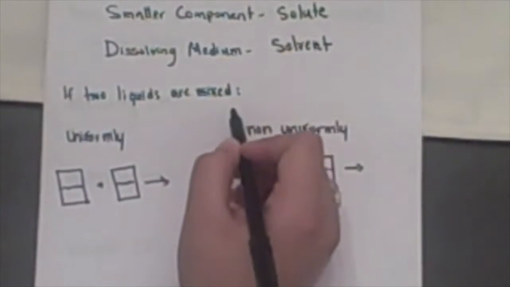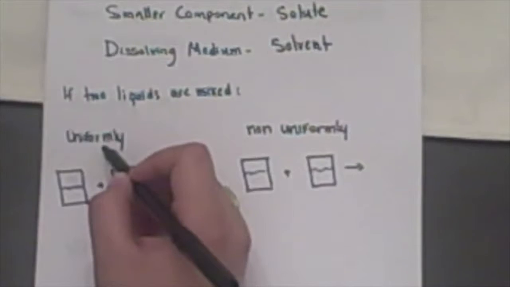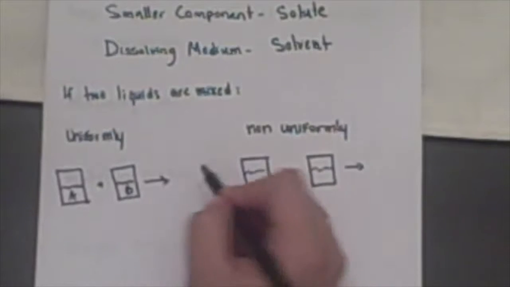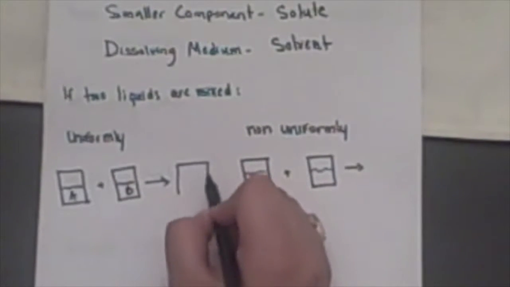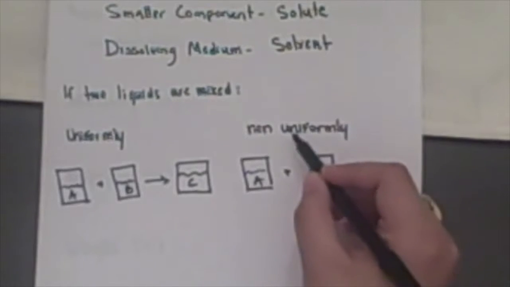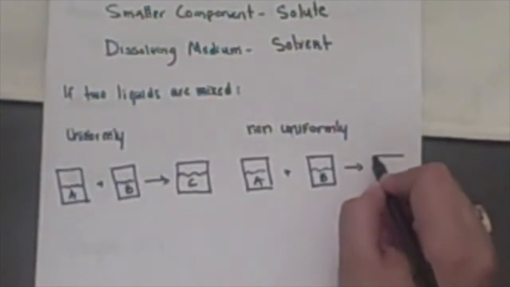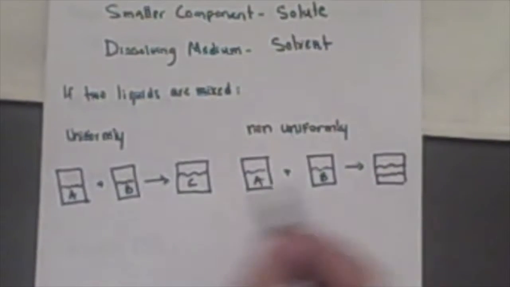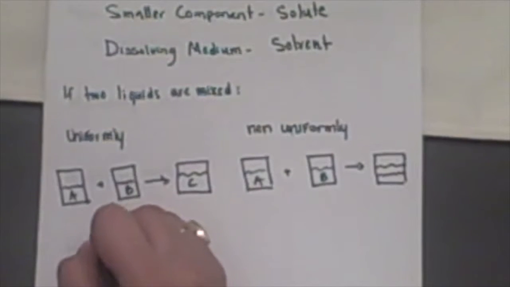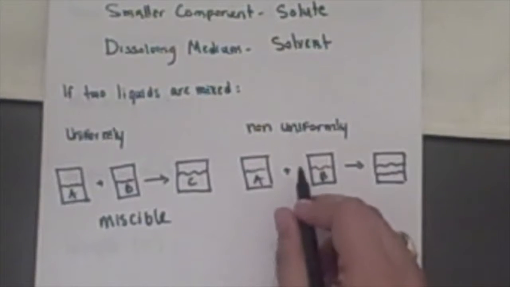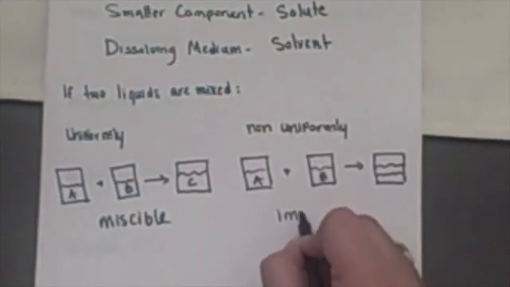When two liquids are mixed, they mix either uniformly or non-uniformly. Say we have mixture A and mixture B. If they were to mix uniformly, we would get a resulting mixture of C. If A and B don't mix uniformly, so they are non-uniform, then we get two layers. The uniform one is said to be miscible, and the non-uniform is said to be immiscible.